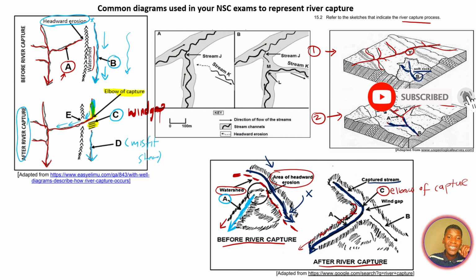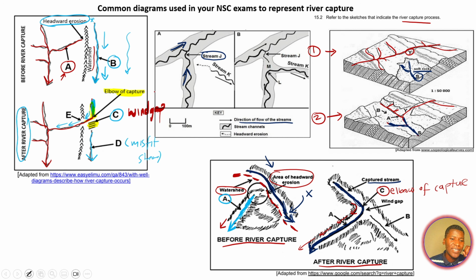Another common one is this one. This one is a bit easier to see. We have got here a stream J and we are given a key. The arrows represent the direction of flow of the streams. They're just telling us where the streams are flowing towards. So here we have got a stream flowing in that direction, and it is labeled stream J. So stream J is flowing in that direction.